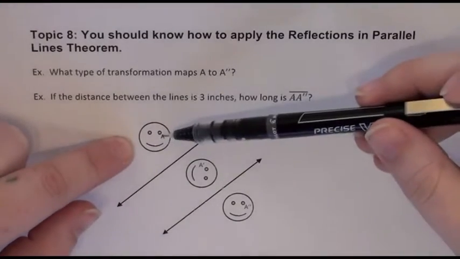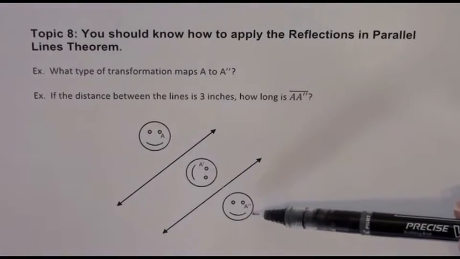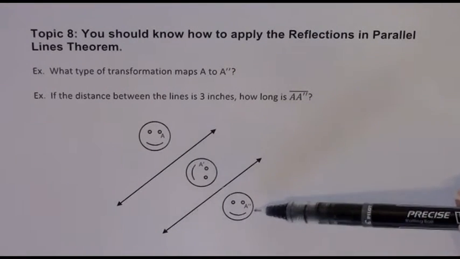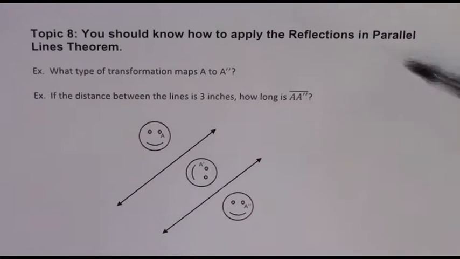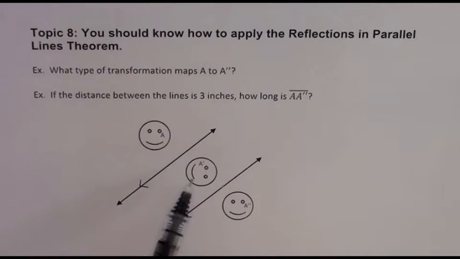So A here is the right eye of the smiley face. A double prime is the right eye of the smiley face here. And you'll notice, first of all, it's called reflections and parallel lines theorem. So that means these lines are in fact parallel. And the smiley face has been reflected over the first line.